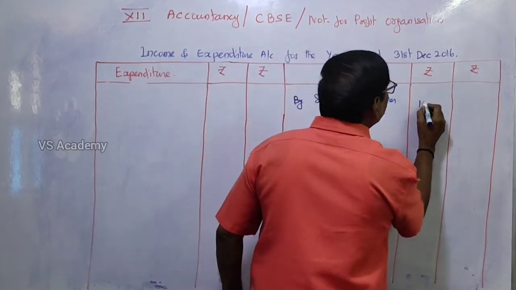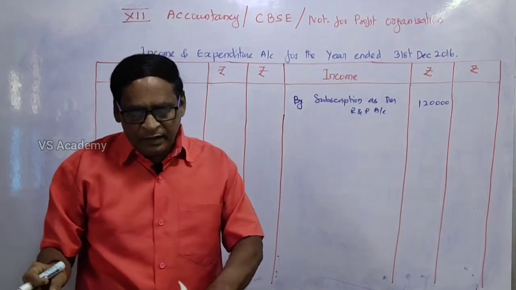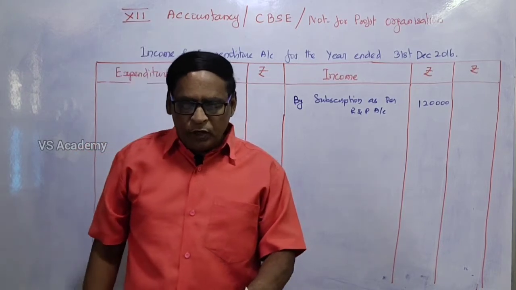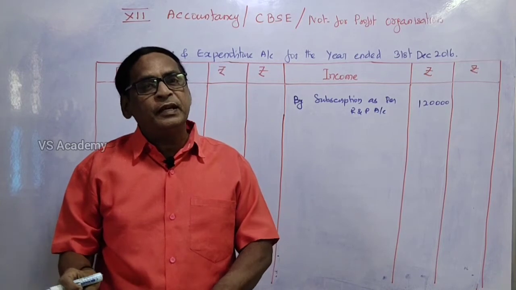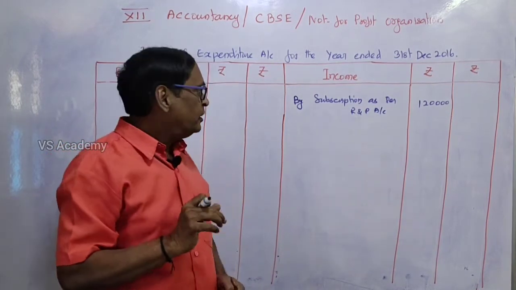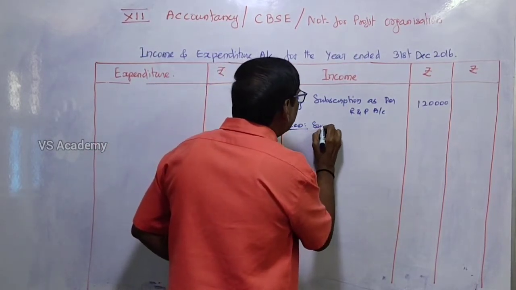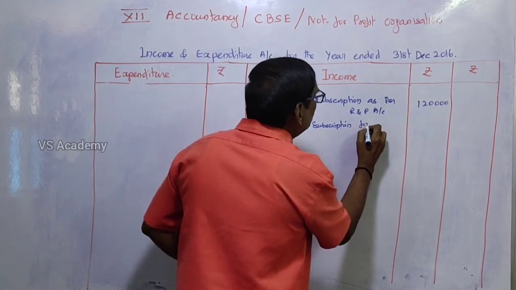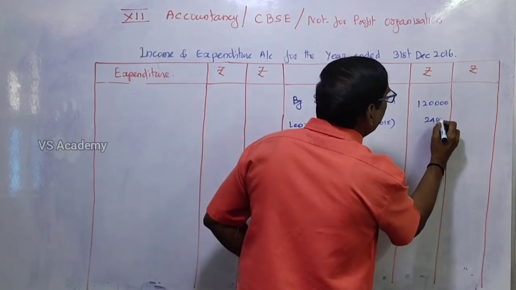1,20,000 rupees we have received, but on which there are some adjustments. If we see the additional information, the subscription included rupees 24,000 for 2015. So it belonged to the previous year. So we have to deduct. We have to take only for this current year. So less subscription for 2015, we have to deduct. So 24,000 rupees we have to deduct.